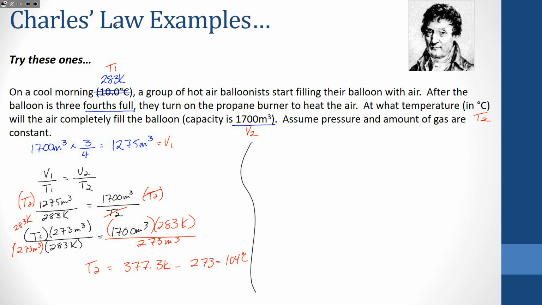Now, if we're going to do this with the logic method, we know that the volume went up, so the temperature has to go up. I'm going to start with my initial temperature, 283 Kelvin, and multiply by the volume ratio that makes the temperature get bigger. So 1700 meters cubed divided by 1275 meters cubed, and we still get 377.3 Kelvin. Take away 273 is 104 degrees Celsius. So we want that balloon to get over 104 degrees Celsius.